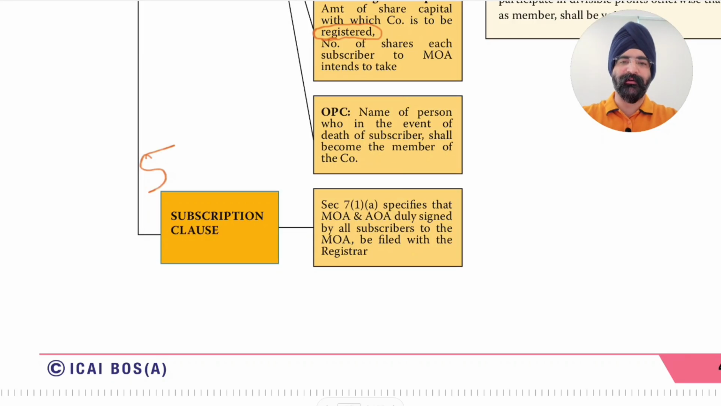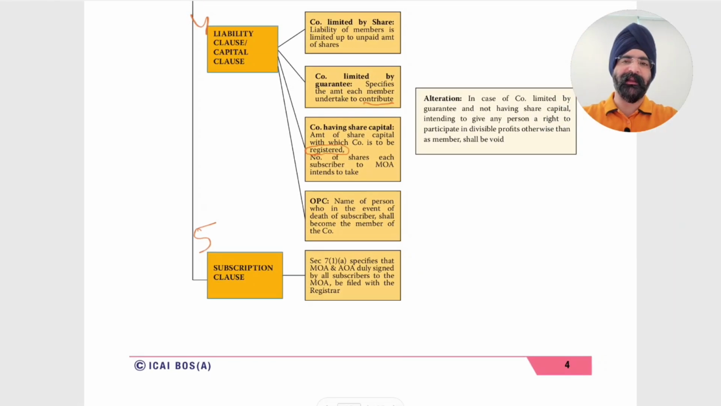Next is subscription clause. Subscription clause is section 7 subsection 1 section A, which specifies that the memorandum of association and articles of association duly signed by all subscribers to the memorandum be filed with the registrar. So the subscription clause contains signatures of the subscribers who are subscribing to the memorandum and also to the articles. So they sign the memorandum, they sign the articles, and they subscribe to the shares or specify their liability.